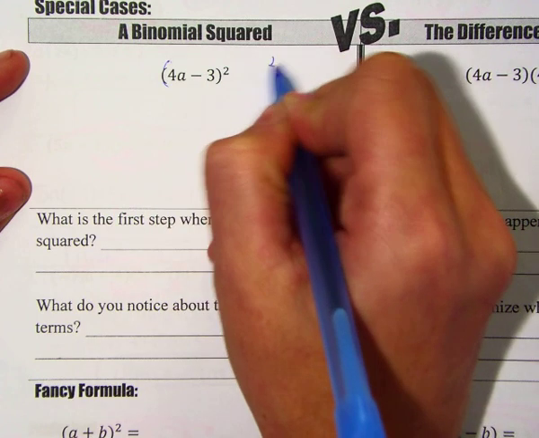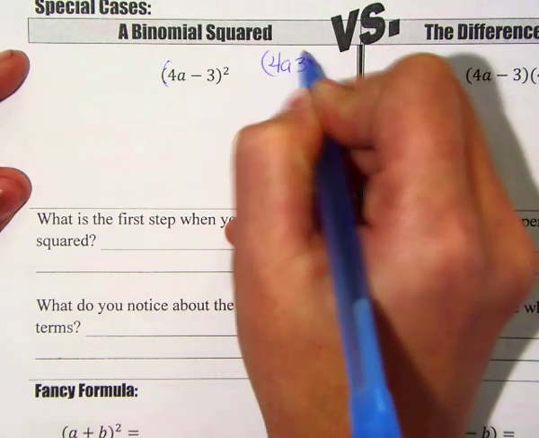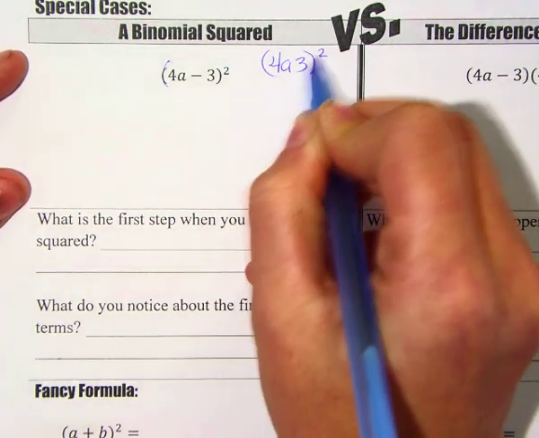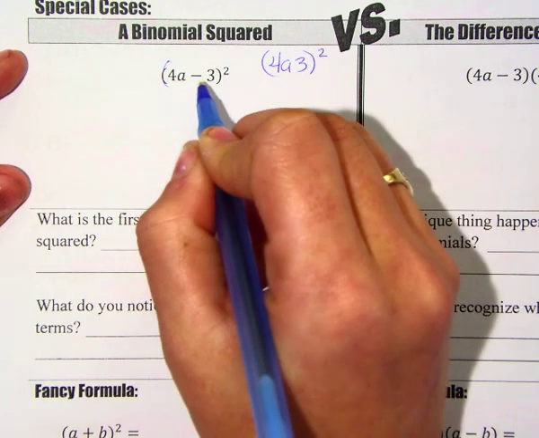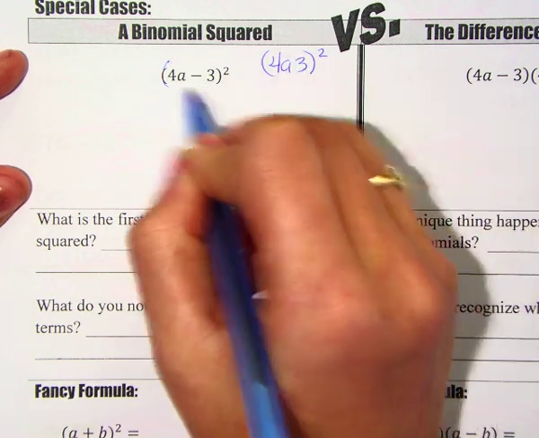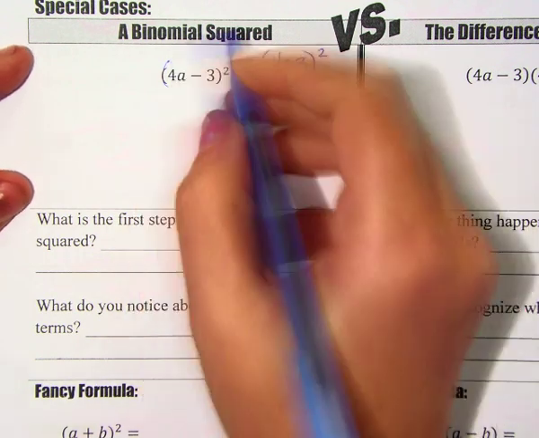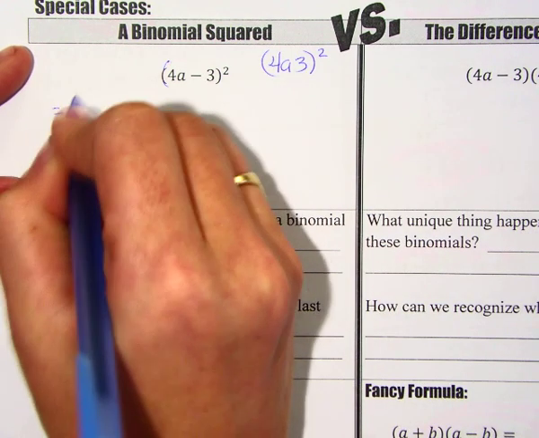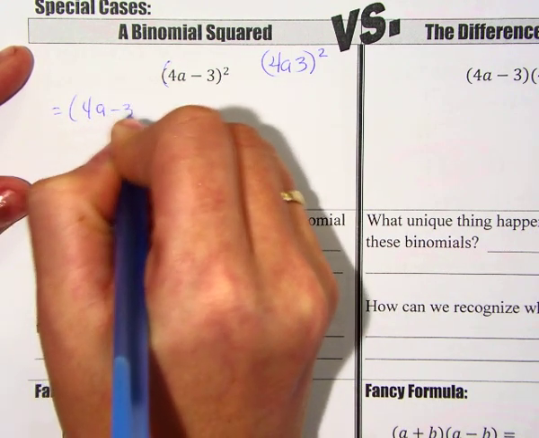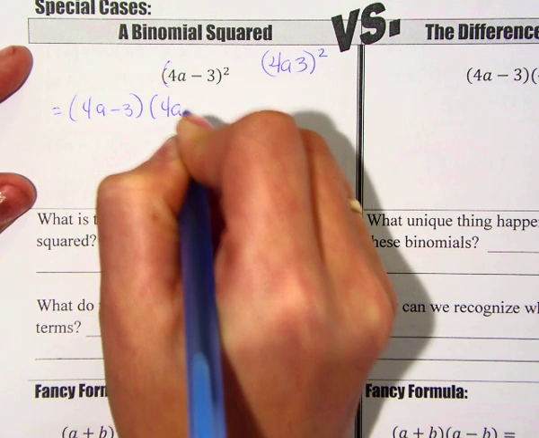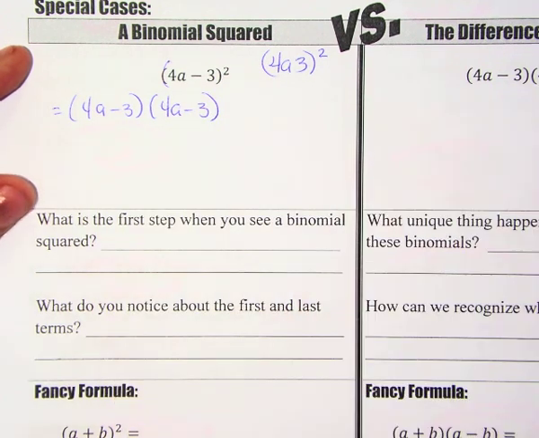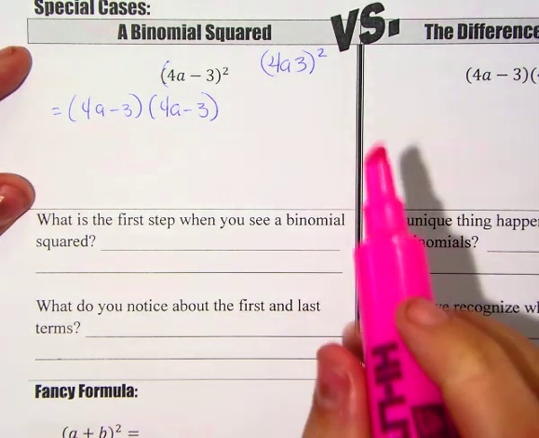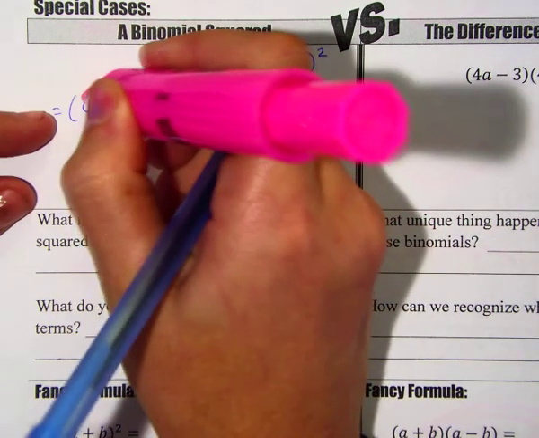Because if you had something like this, then you could raise everything to the second power. But since that minus sign is there, we have to actually expand this and multiply. So this will be 4a minus 3 times the quantity 4a minus 3. Then we can either use the box method or FOIL.